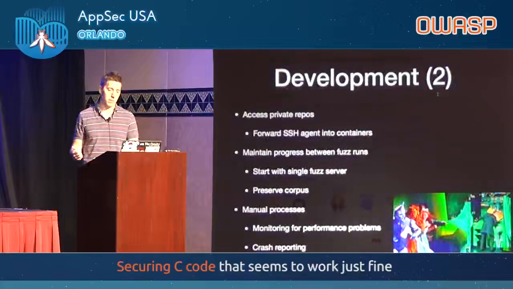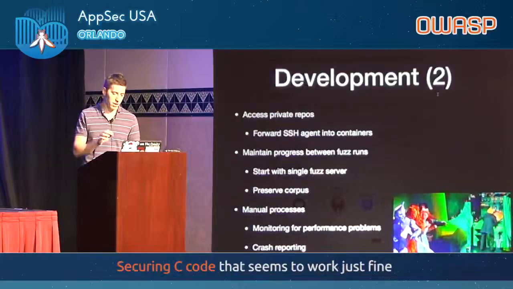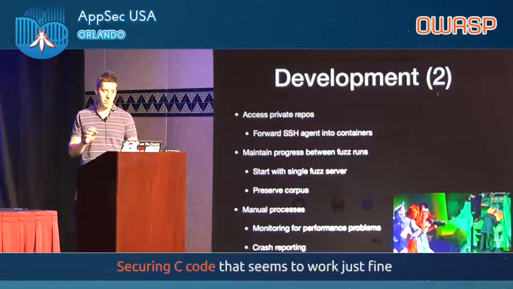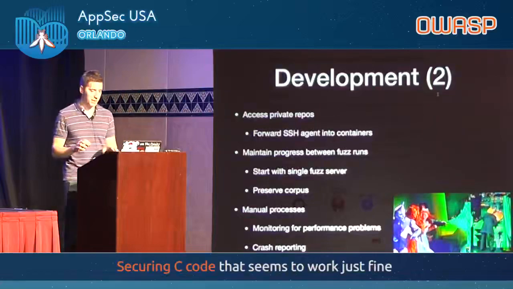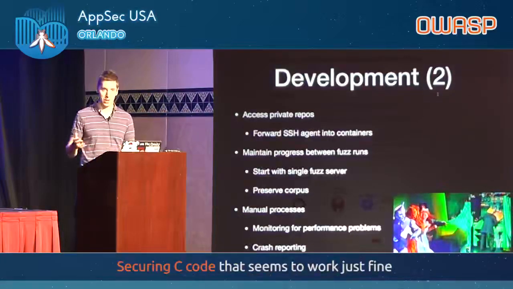We ran into a few problems though. The three main problems were that we needed to access private repos, we needed to maintain progress between the fuzz runs, and then we also knew that we weren't going to have as much automation as the OSS Fuzz team did. And so we addressed these in an intuitive fashion. Because we were still running this thing manually, we knew that we could just forward an SSH agent in, just like you would if you were cloning a private repo as a developer. So we did that. We hacked the OSS Fuzz code base to maintain progress between fuzz runs.